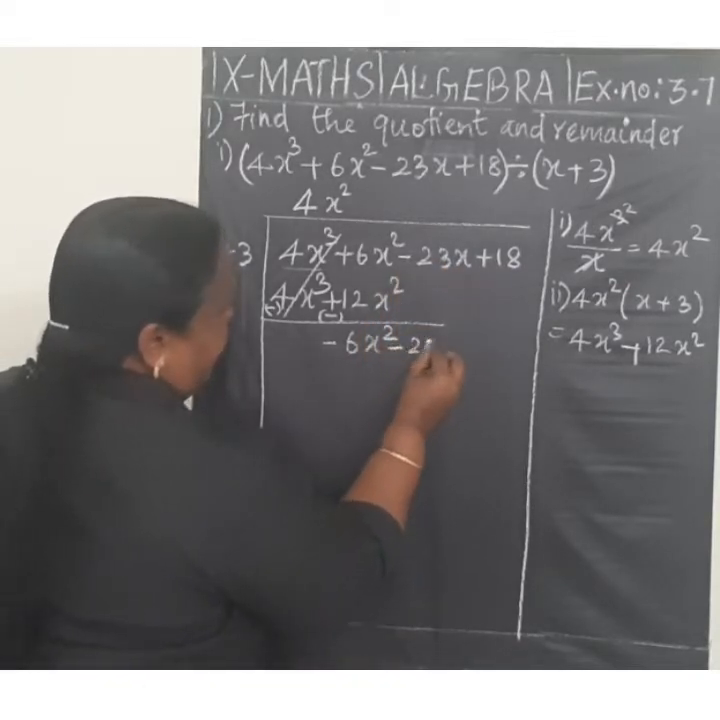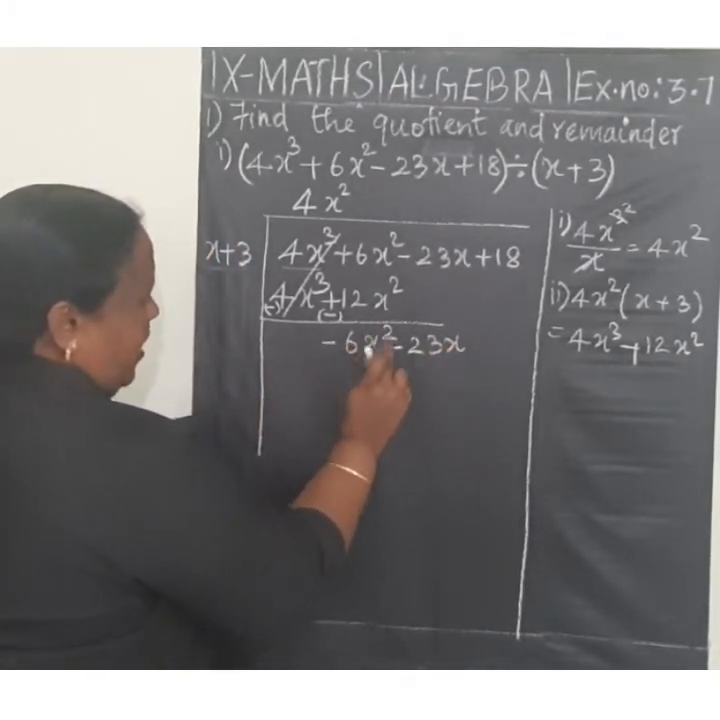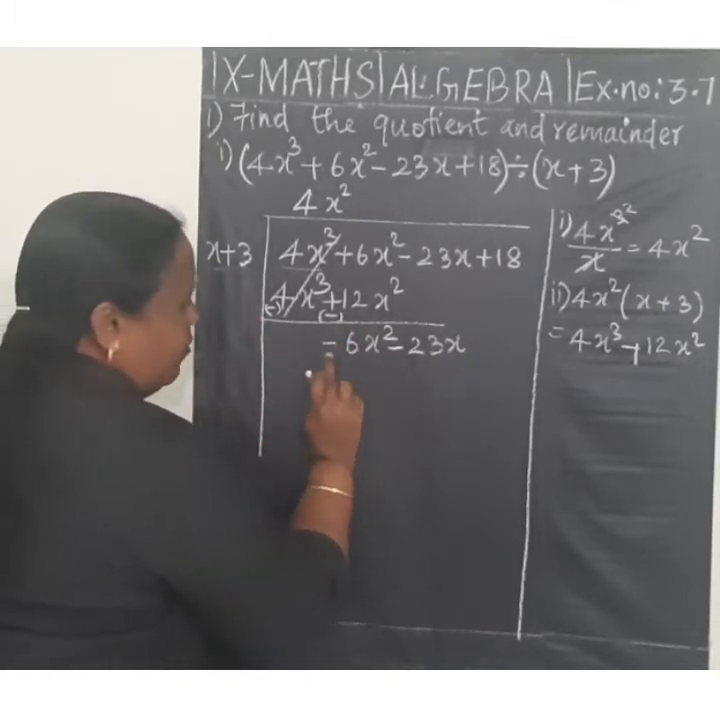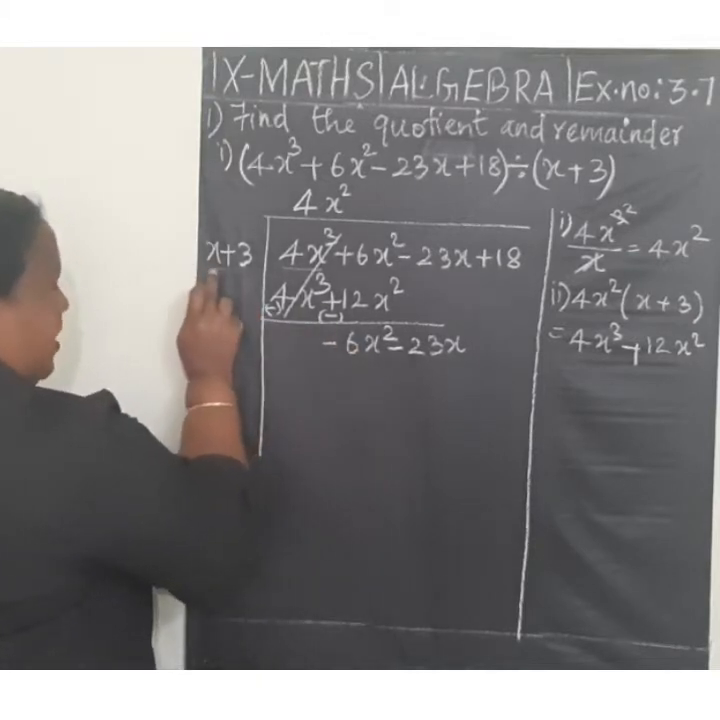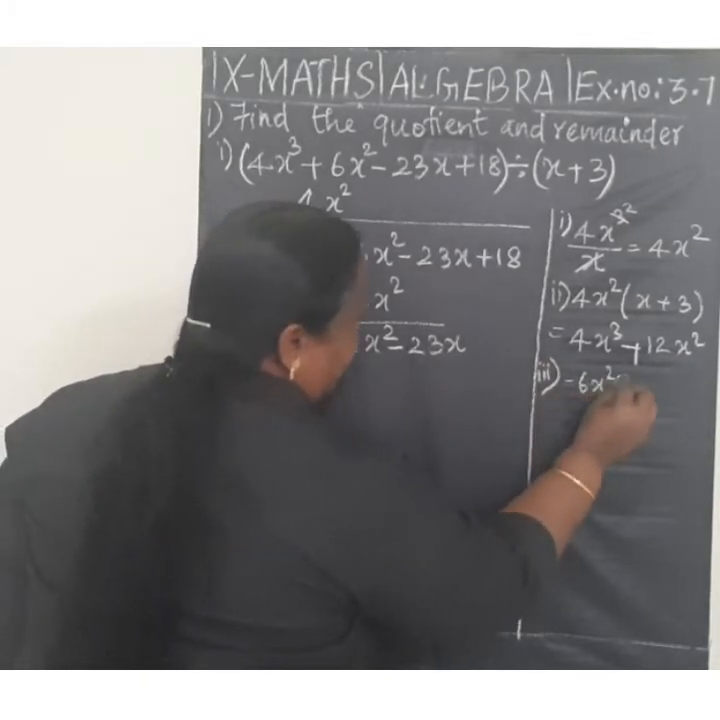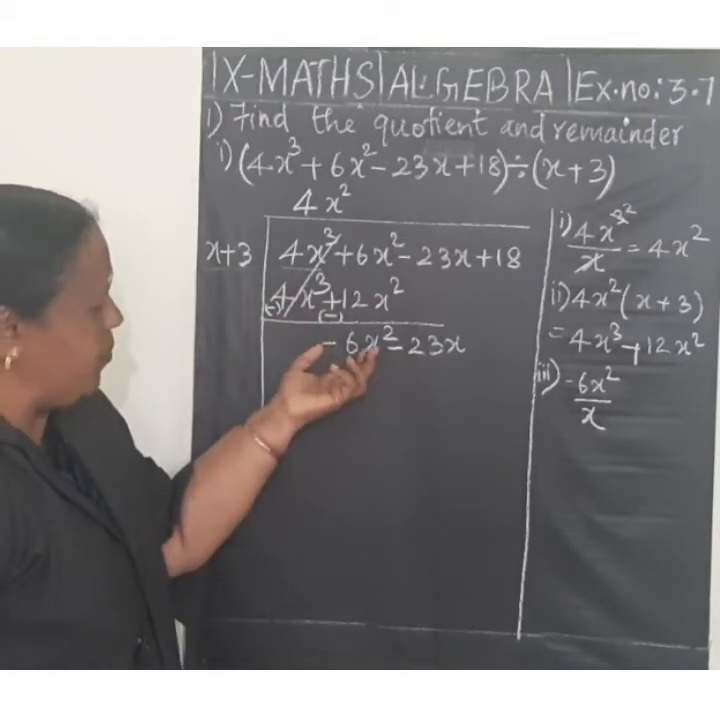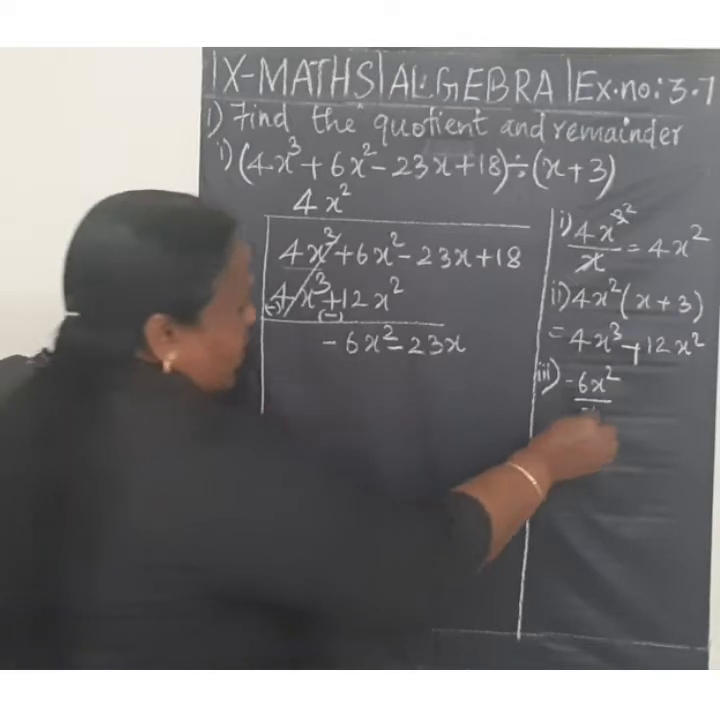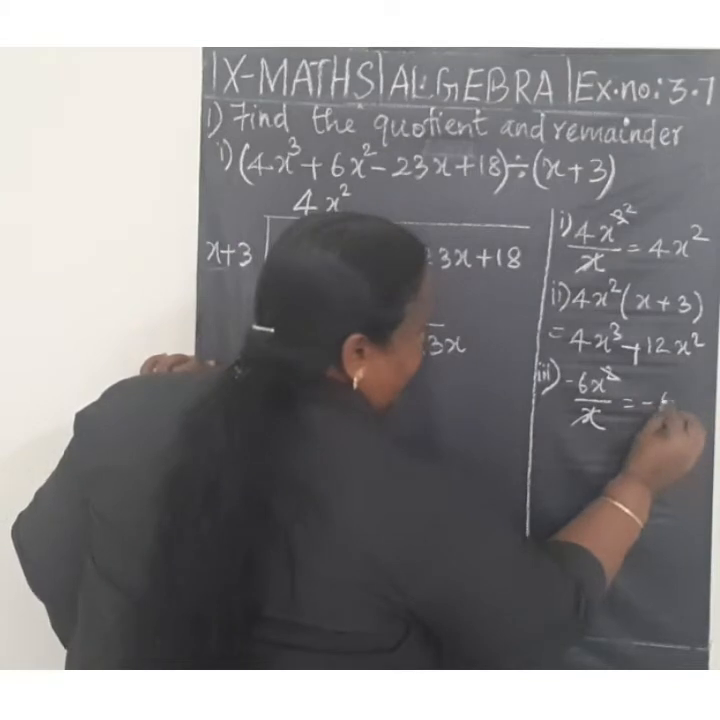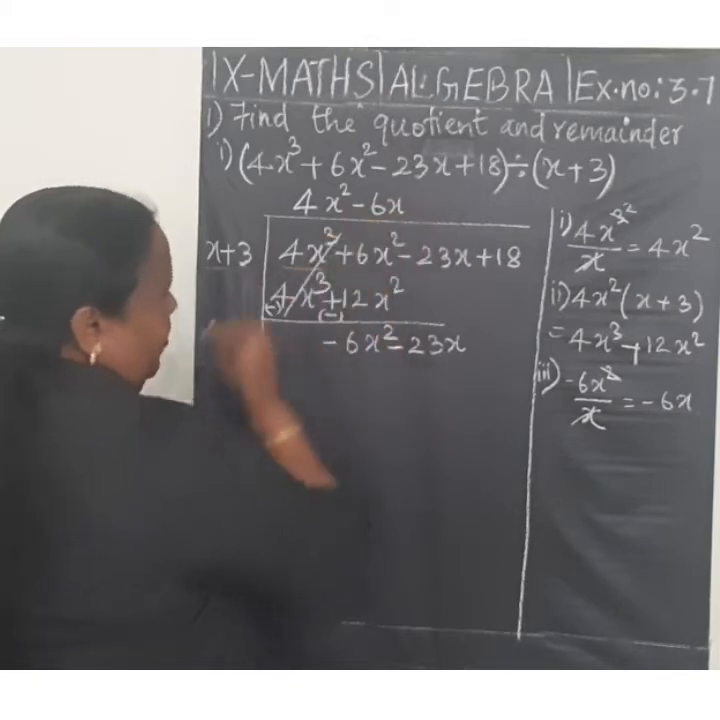Next we have to bring down the next term, minus 23x. Now we have to divide this minus 6x square minus 23x by x plus 3. For that, we have to take the first term of the divisor. The third step is minus 6x square by x. So 6x square divided by x, the x will go up. So what we get here is minus 6x.